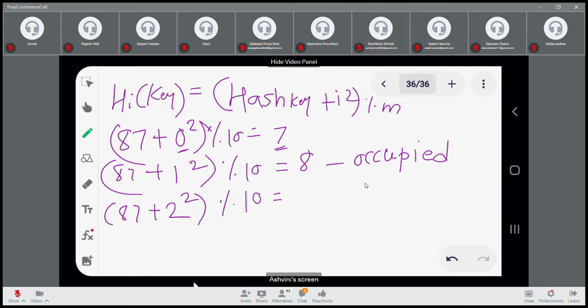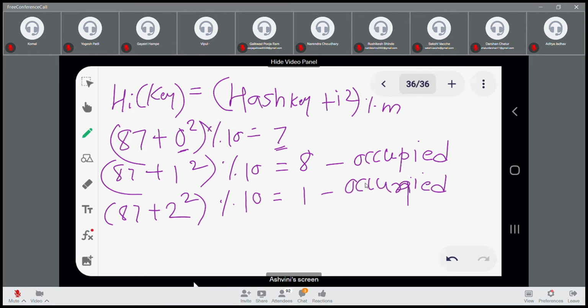Okay. So 2 square is 4. 87 plus 4 is 91. 91 mod 10 is 1, isn't it? Yes. So it is also occupied. 1 is also occupied by 11.